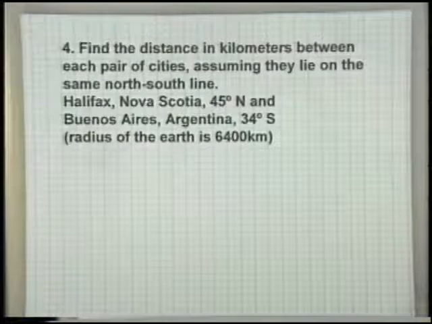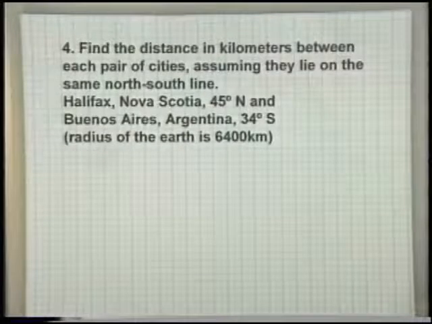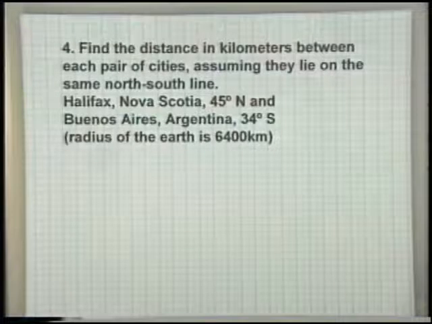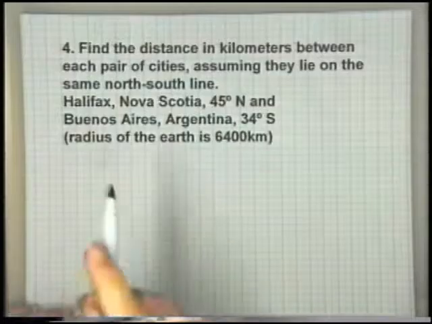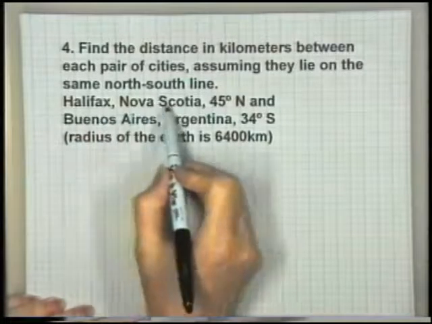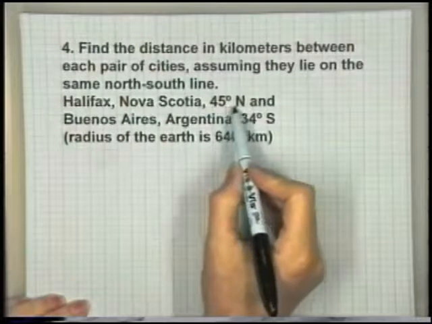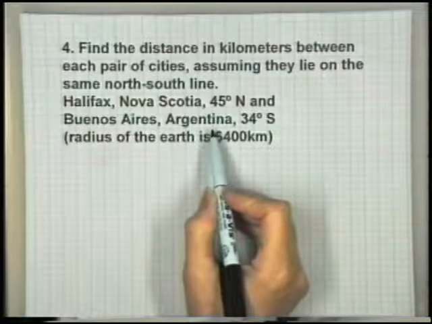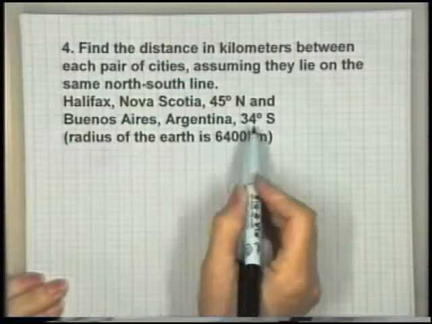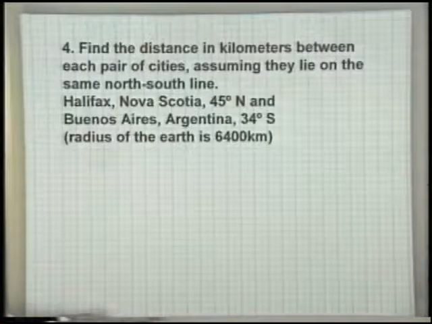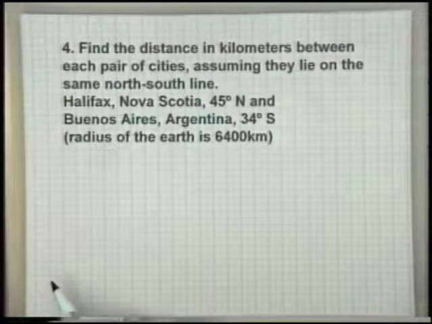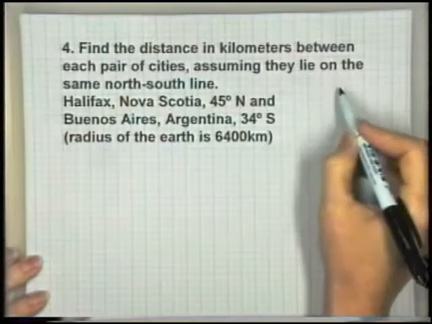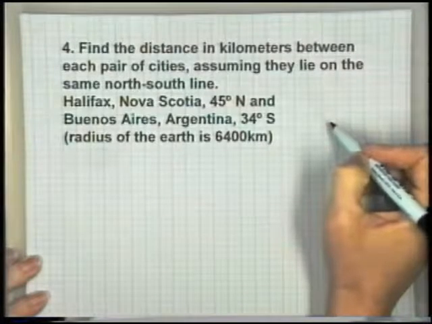Problem number 4 says, find the distance in kilometers between each pair of cities, assuming they lie on the same north-south line. And the pair of cities that we have here, we have Halifax, Nova Scotia at 45 degrees north, and Buenos Aires, Argentina at 34 degrees south. Now, here's what we imagine. They're telling us they're on the same north-south line.